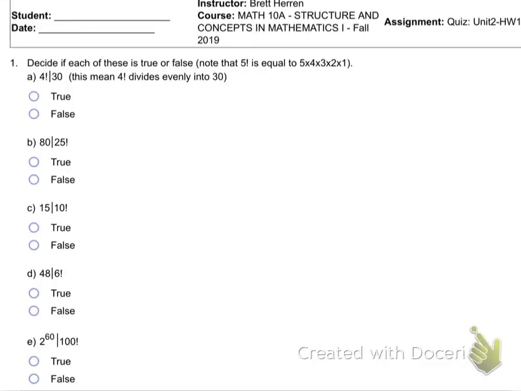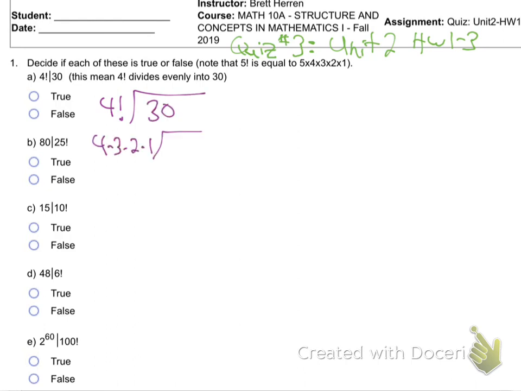Okay, so here we are on quiz number 3, which is Unit 2, homeworks number 1 through 3. Okay, so does 4 factorial divide evenly into 30? Well, 4 factorial is 4 times 3 times 2 times 1, which is 24. Does 24 divide evenly into 30? No, it goes in once, but it has a remainder of 6, so it doesn't go in evenly, right?